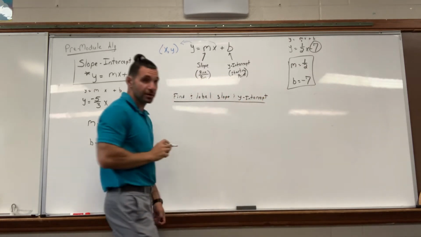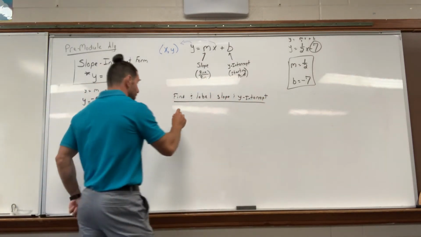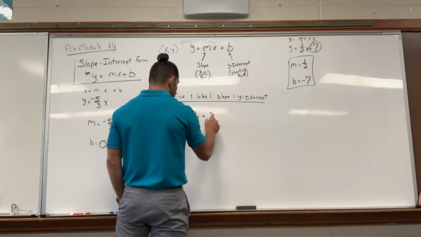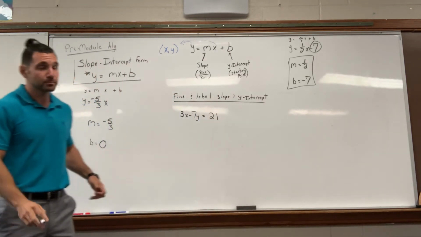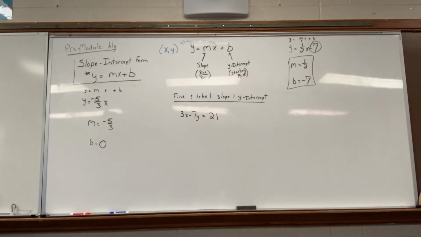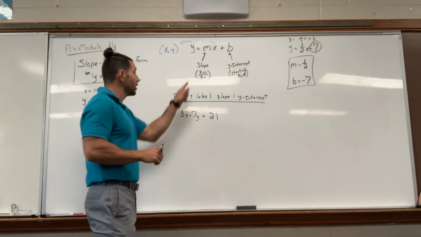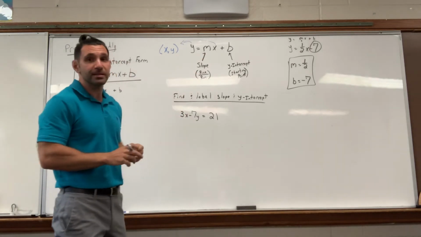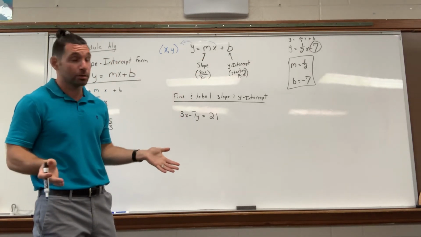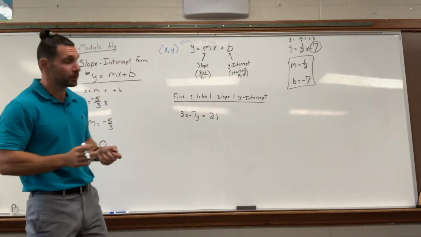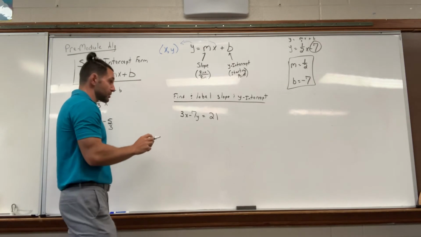Those are the directions for the rest of this lesson. 3x minus 7y equals 21. The problem that some students will have starting off is they say, hey, listen, I know that the letter in front of the x is my slope, so my slope is 3. Wrong. To find slope and y-intercept, we have to put it into slope-intercept form first.